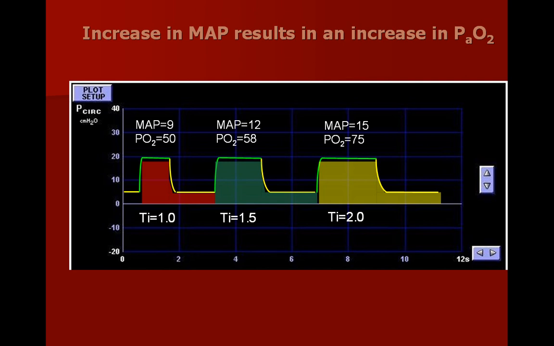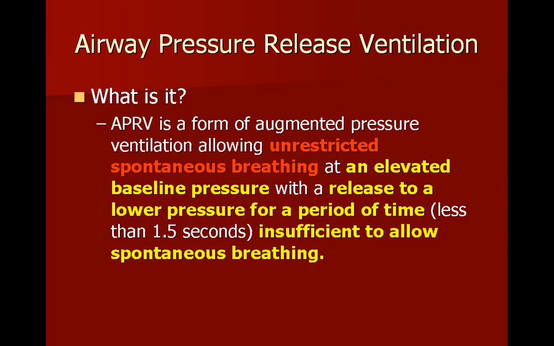If you want a great way of explaining APRV to docs, there it is. Tell them it's just like incentive spirometry, because we're basically holding the lung open and allowing that alveoli, which has become destabilized, to become restabilized. It is a form of augmented pressure ventilation. So it is pressure control, just with a little bit of a twist, because it allows unrestricted spontaneous breathing at that elevated pressure.